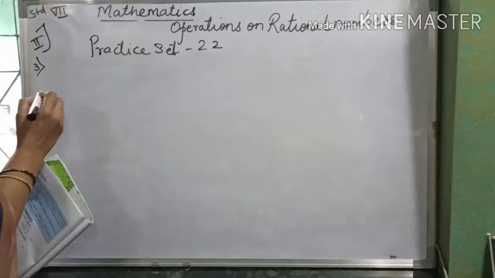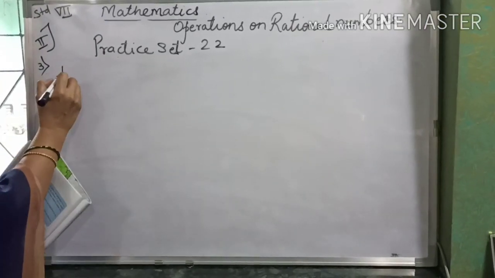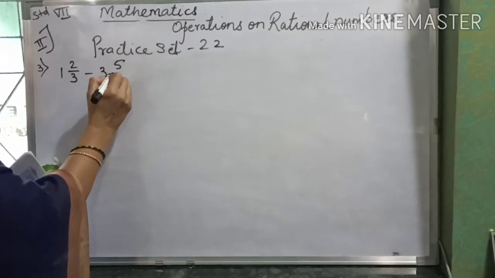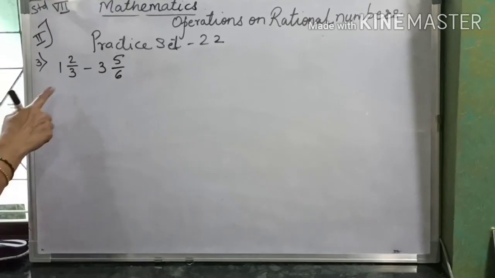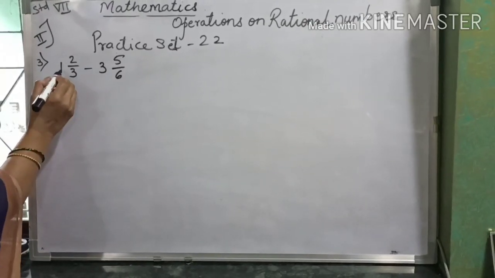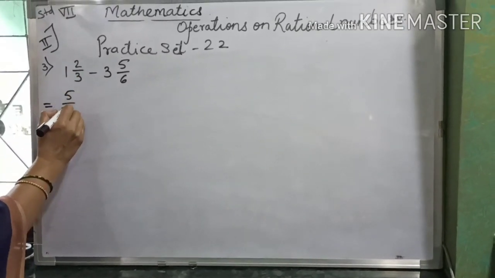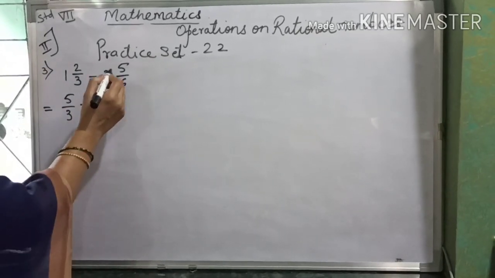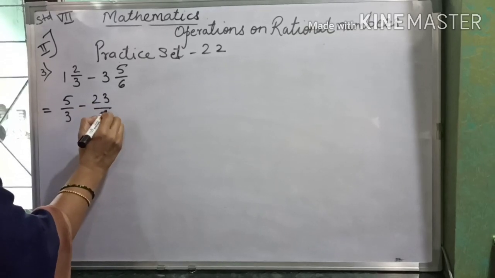Now the third sum from this question, 1 integer 2 upon 3 minus 3 integer 5 upon 6. So this we will convert into fractions. 3 1s are 3 plus 2, 5 upon 3, minus, 6 3s are 18, 18 plus 5 is 23 upon 6.